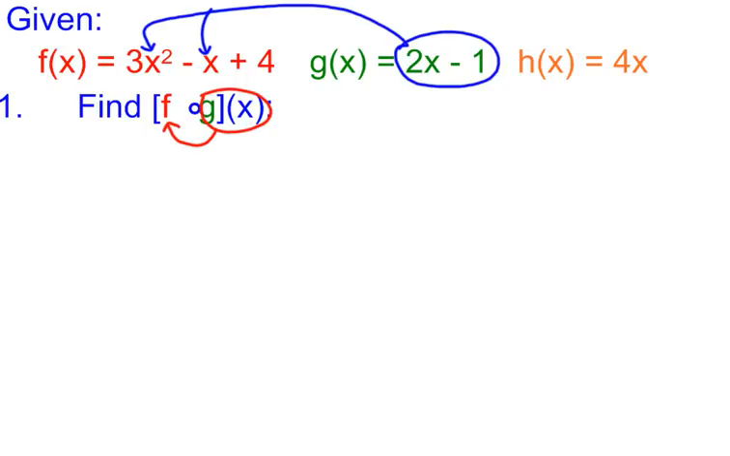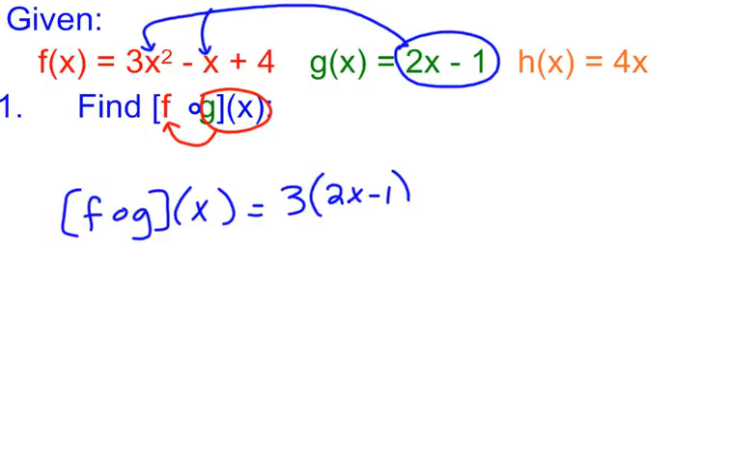So everything else stays the same except where you see the x's, you'll replace that with 2x minus 1. So I would write f of g of x equals 3 parenthesis 2x minus 1 squared minus, and I'm going to put this in parentheses, 2x minus 1, and then plus 4. So take a look for a second and make sure you can see everything I did there and why I did it. Nothing changed in my red equation except where the x's are. I replaced that with a 2x minus 1.